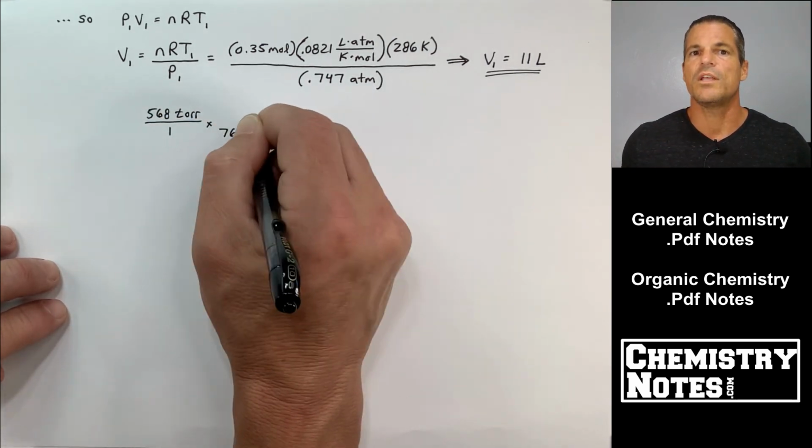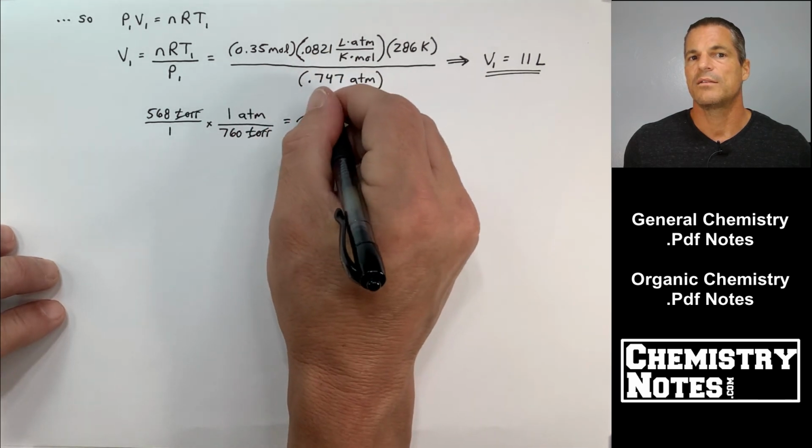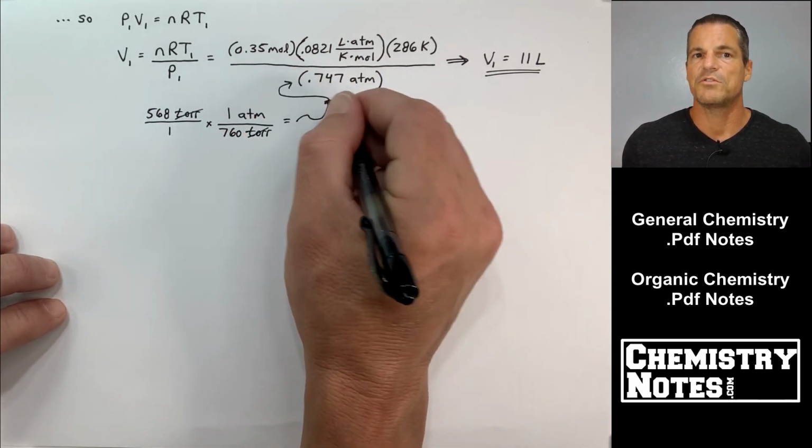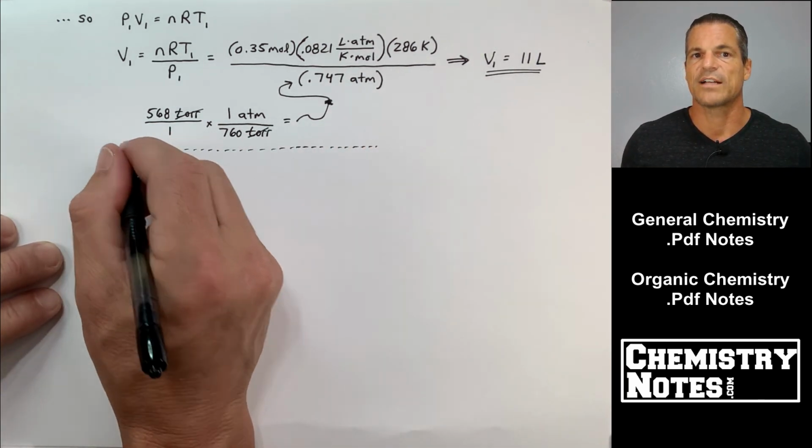Just a little note here. This is how I got the 0.747 atmospheres, right? Started with what I was given, 568 torrs, and convert to ATM using the conversion factor.